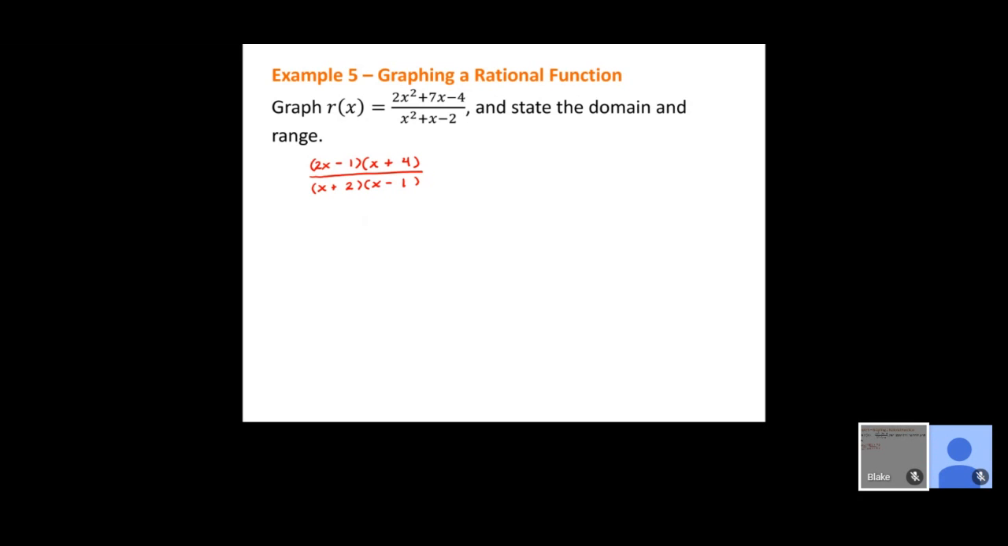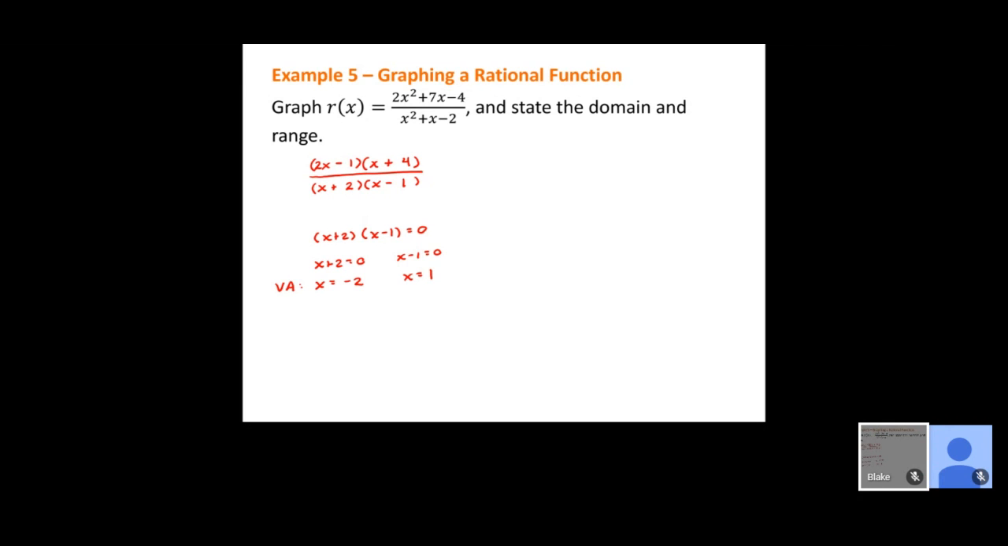So now we can just set our denominator equal to 0. So we're going to have x plus 2 times x minus 1 equals 0. Set each one of those equal to 0 now. And that's going to give us x equals negative 2 and x equals positive 1. These are the vertical asymptotes this time.